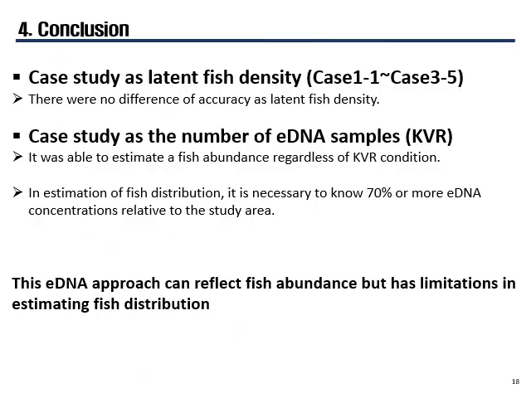And next, the conclusion. In the result of the case study on rated fish densities, there was no difference of accuracy. And in the case study on the number of eDNA samples, it was able to estimate fish abundance regardless of K-area condition. However, in estimation of fish distribution, it is necessary to know 70% or more of the eDNA concentration relative to the study area. So this eDNA approach can reflect fish abundance, but has limitations in estimating fish distribution.